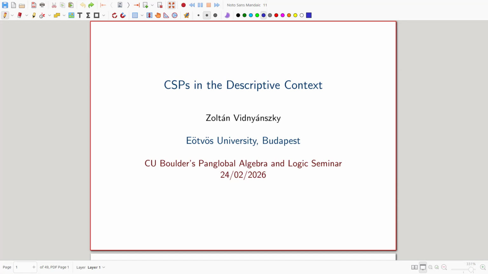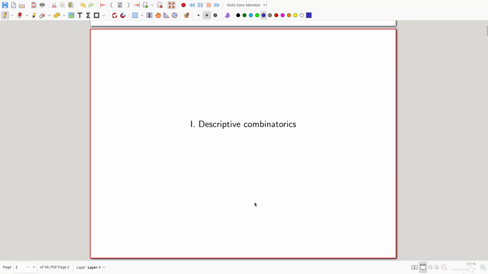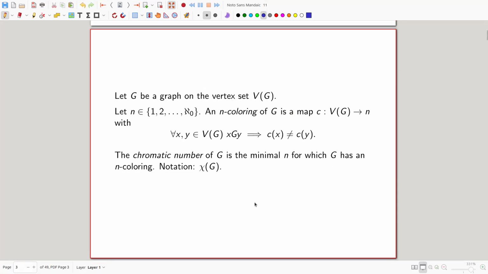So first, descriptive combinatorics. The main notion which we will look at is chromatic numbers, but in our context it's going to be slightly different, as you'll see. Everybody knows the classical notion of chromatic number, but I will just repeat it.